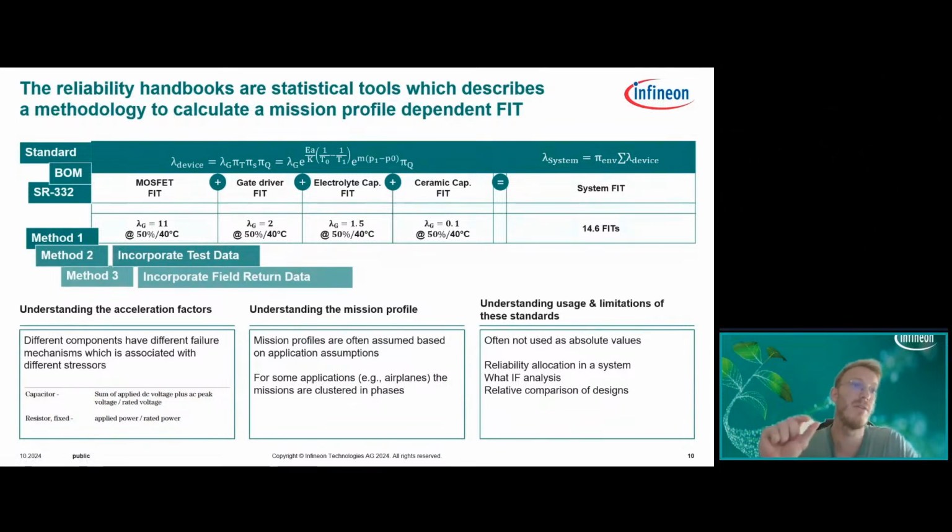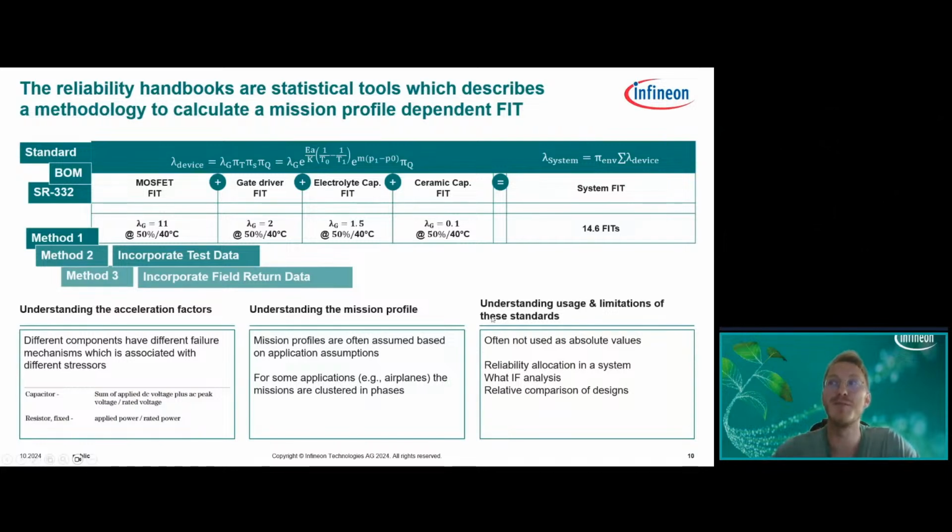So they are put in phases. That means that, for example, in a satellite, whether it's on standby on the ground, being launched into space, or orbiting around Earth, those are very different conditions. So here it makes sense, if you use those reliability handbooks, to structure your mission profile assumptions into those phases.